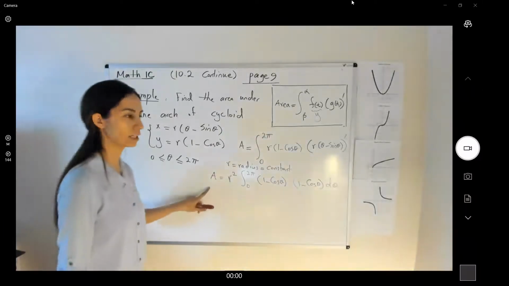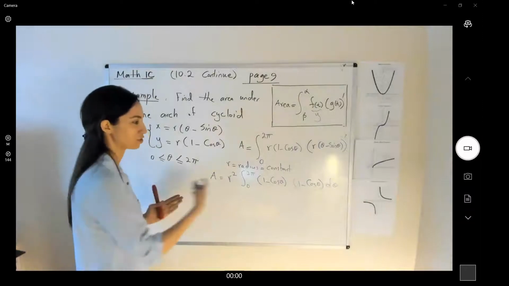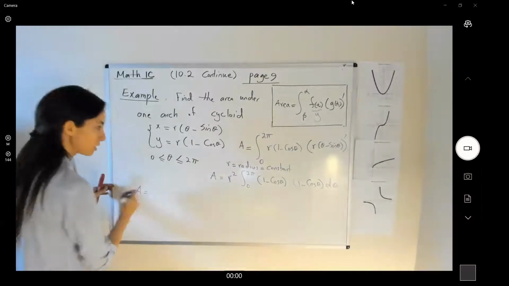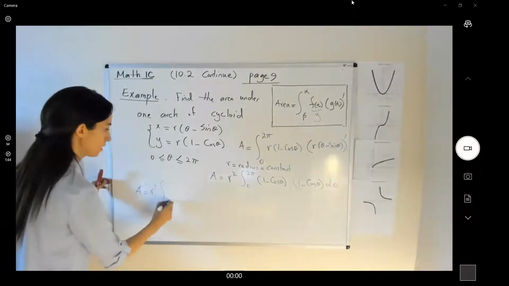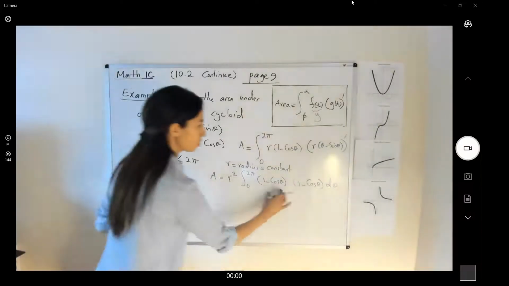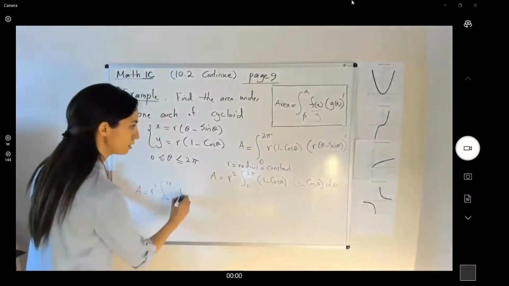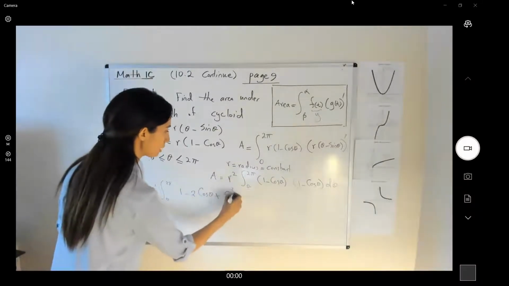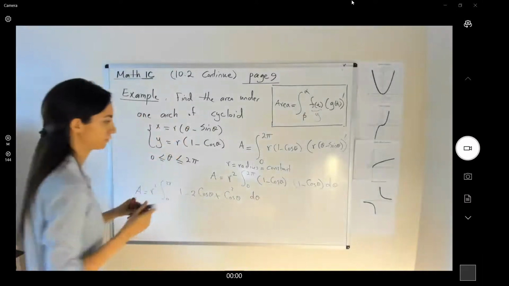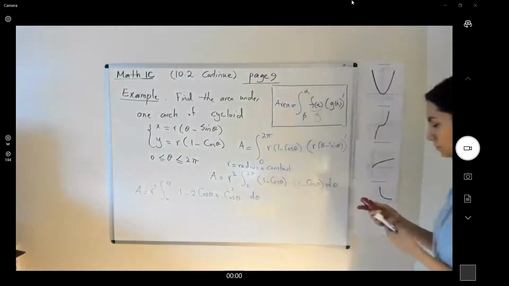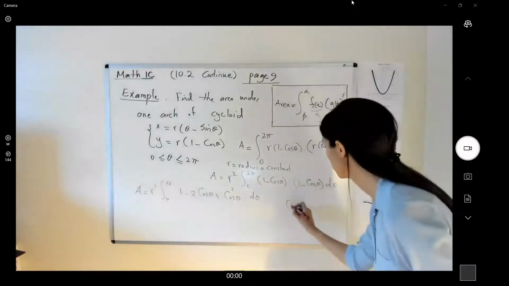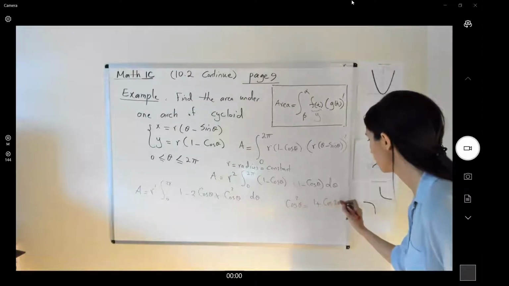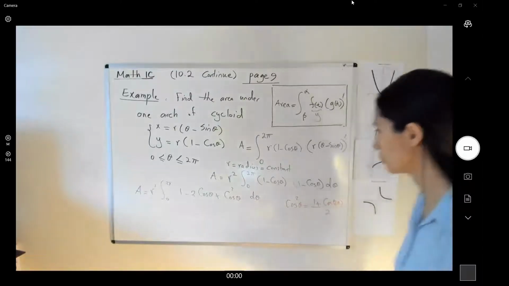Okay, now we are getting back to Math 1B, and we start taking the integral. The integral is equal to r squared, 0 to 2 pi. So let us multiply these two. We get 1 minus 2 cosine theta plus cosine squared of theta d theta. There you go. Remember that cosine squared of theta is 1 plus cosine 2 theta divided by 2.